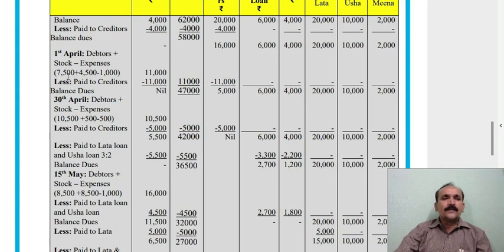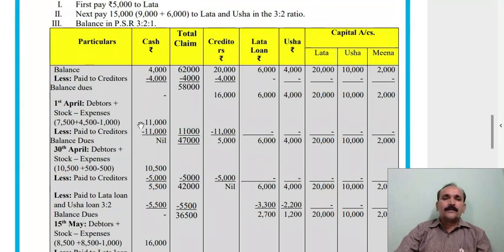Debtors realize 7,500, stock 4,500 and expenses are 1,000. So it is a deductible from the total of stock and debtors. So net cash available is 11,000. Creditors due is 16,000 and cash available is 11,000. So all cash is given to creditors; deduct from creditors, deduct from cash available, deduct from total claim. Cash available will be nil.